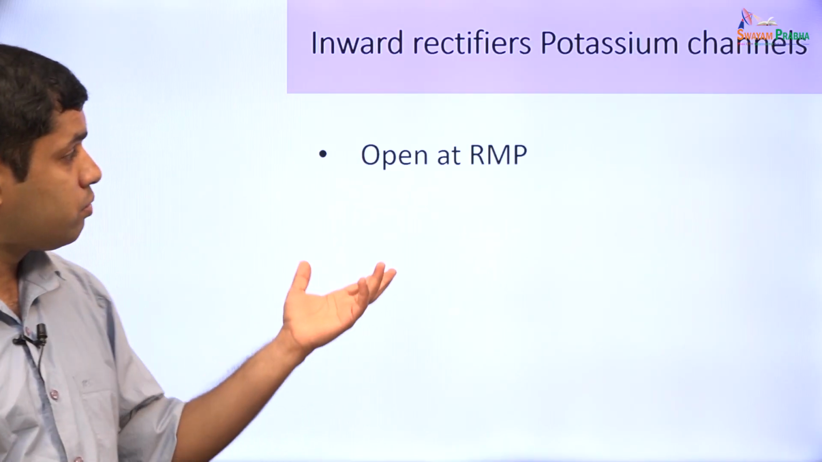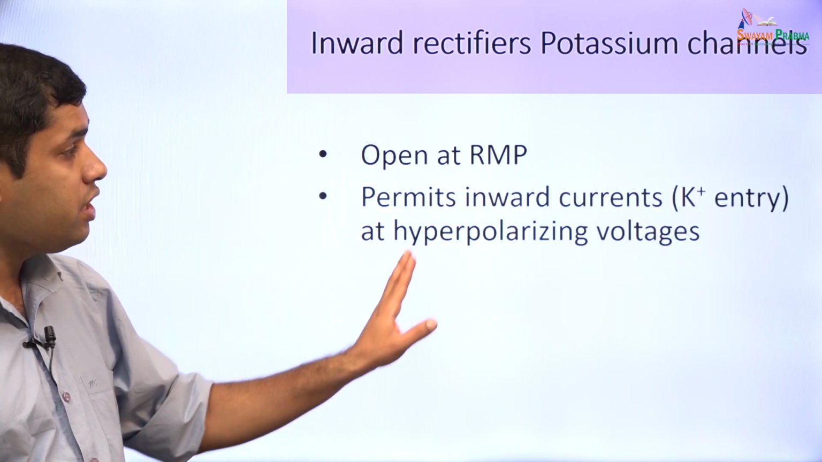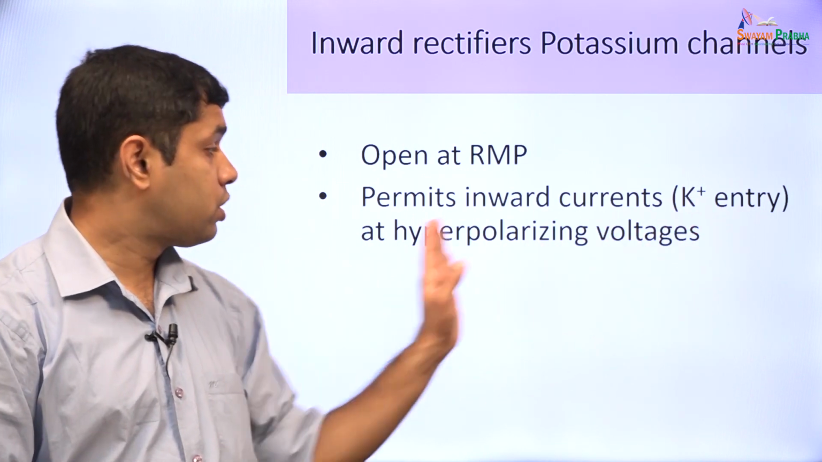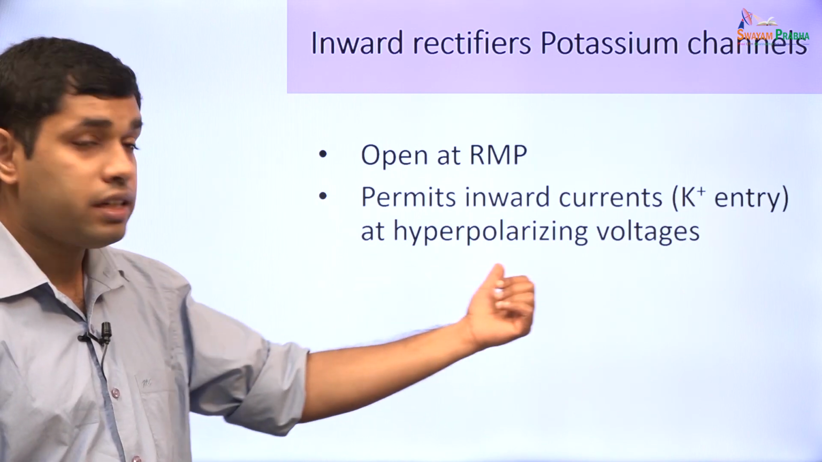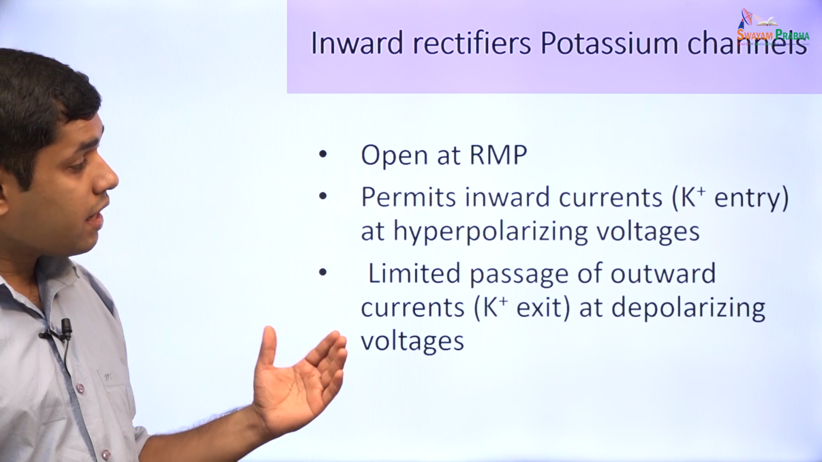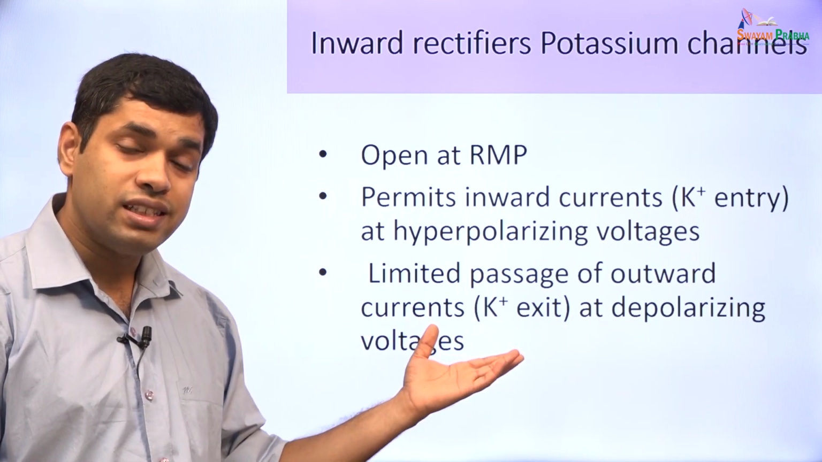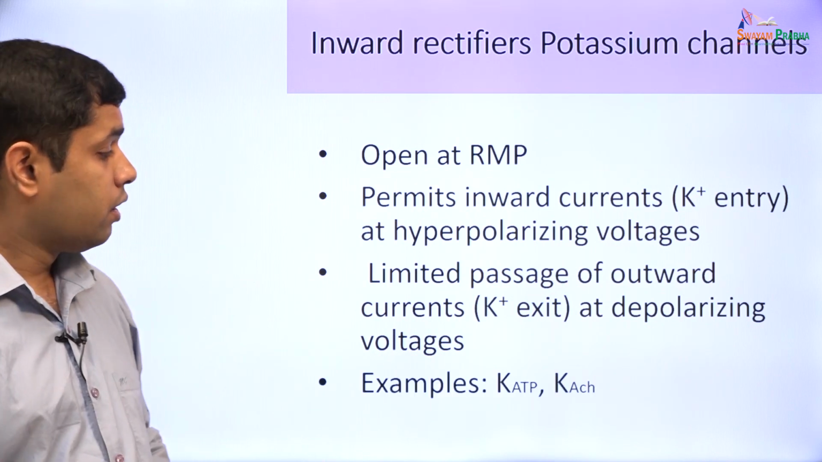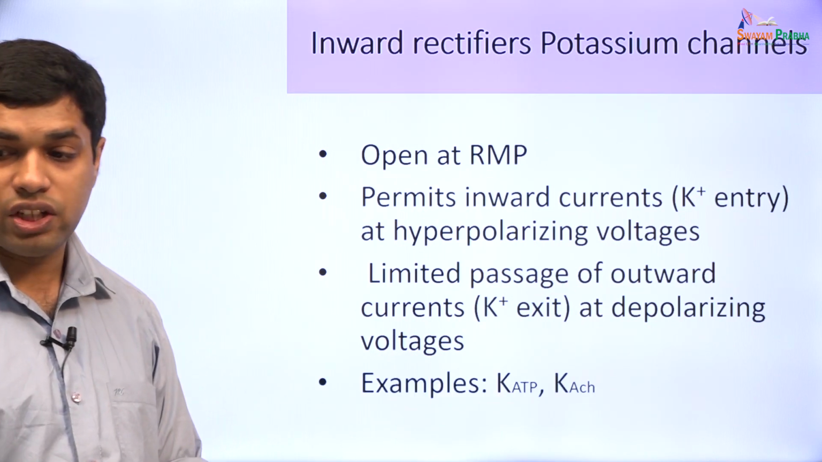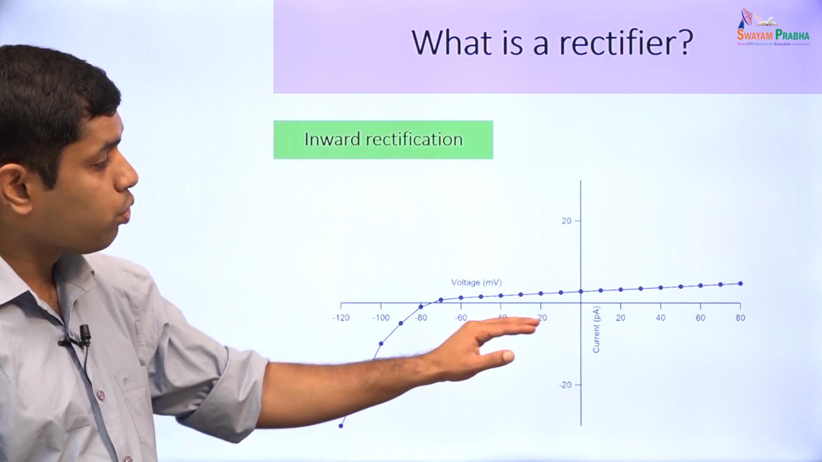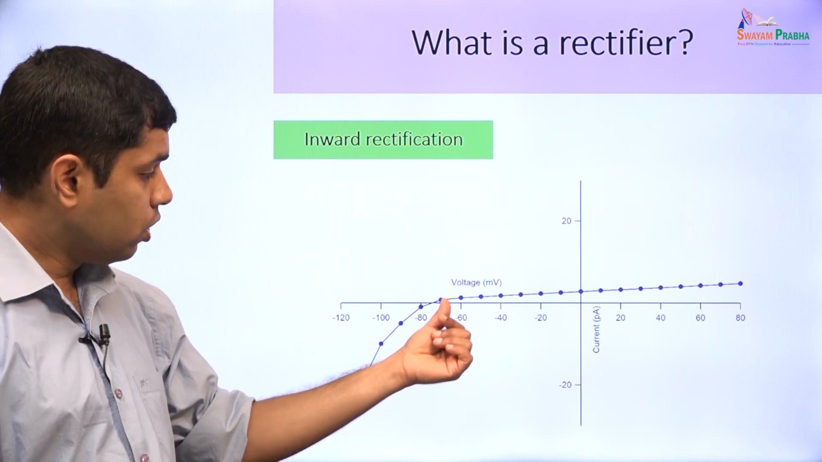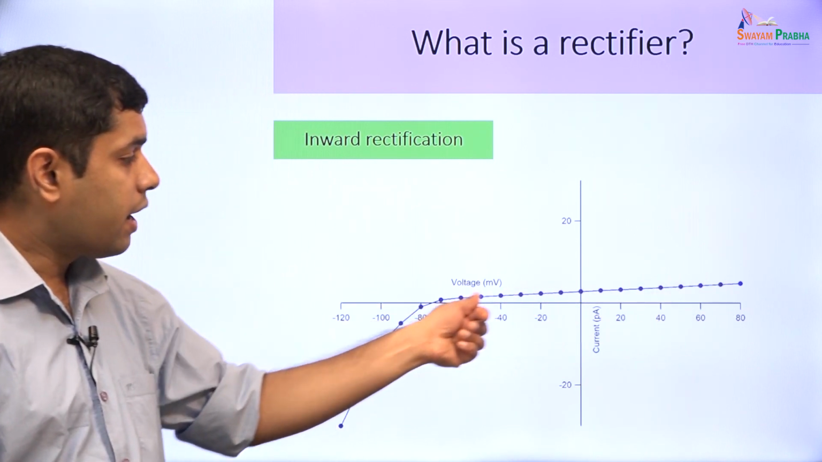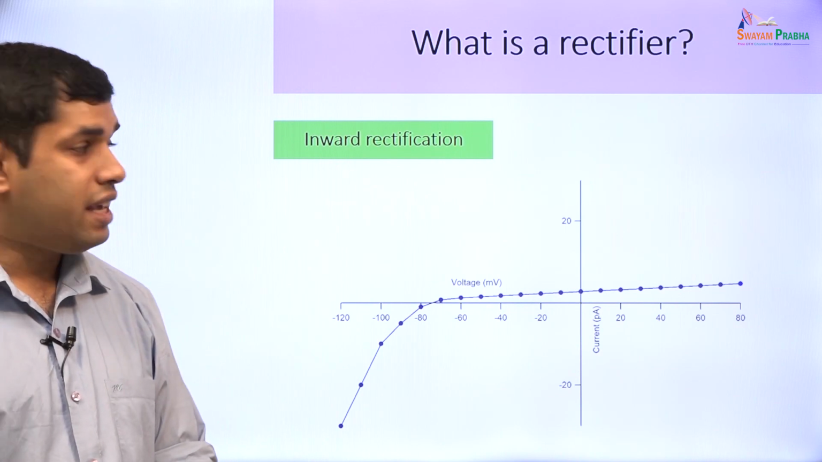Now let's look a little bit more about these channels in detail. So, an inward rectifier potassium channel, as we said, is open at the RMP. It permits an inward current due to potassium entry at hyperpolarizing voltages. It can pass a positive current due to potassium exit, but the magnitude of this positive current is much less than the inward current, and therefore it is called a rectifier. Examples, as we said, are the KATP channels and the KACH channels. And the current voltage profile of such a channel would be something similar to what I've shown you before, where you have an inward current at hyperpolarizing voltages, and they may be able to pass a small outward current at depolarizing voltages.